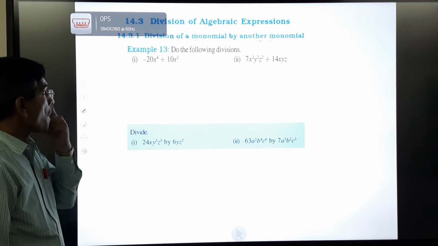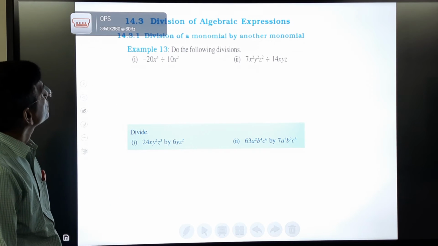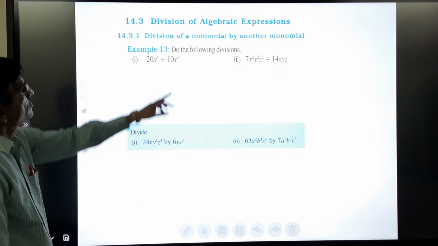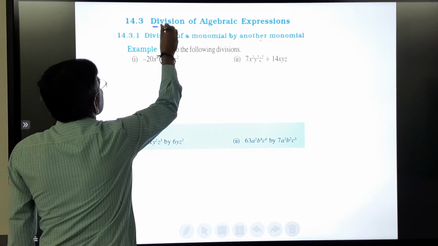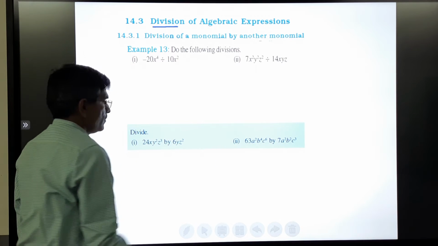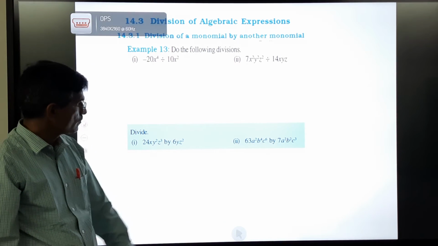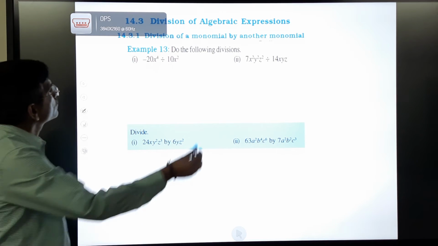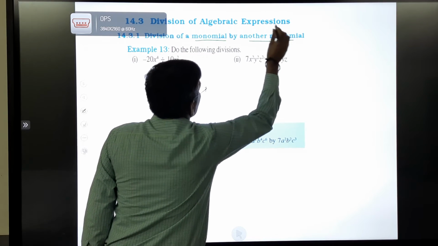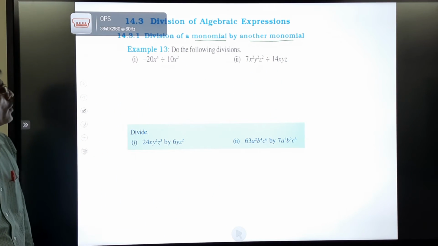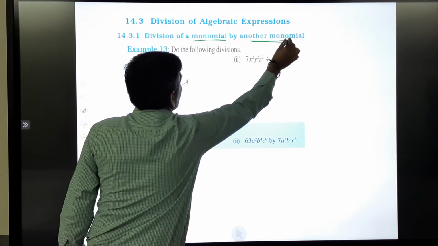Now we want to go for some new topic, that is division of algebraic expressions. Today's topic is related with the division of algebraic expressions. In division, the first topic is monomial by another monomial.